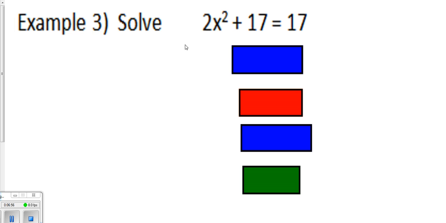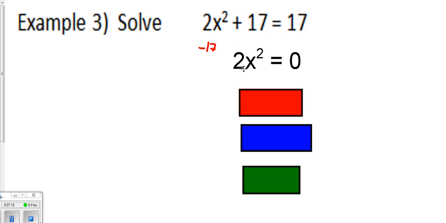Another example. Here we have 2 times x squared plus 17 equals 17. First thing we want to do is subtract 17 from both sides of the equation. When we do that, we're left with 2x squared equals 0. To get our x squared term all alone, we need to divide both sides by 2. In doing so, we get x squared equals 0.